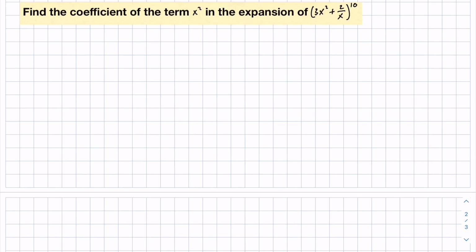Let's try a trickier problem. Find the coefficient of the x squared term in the expansion of (3x squared plus 2 over x) all taken to the power of 10.